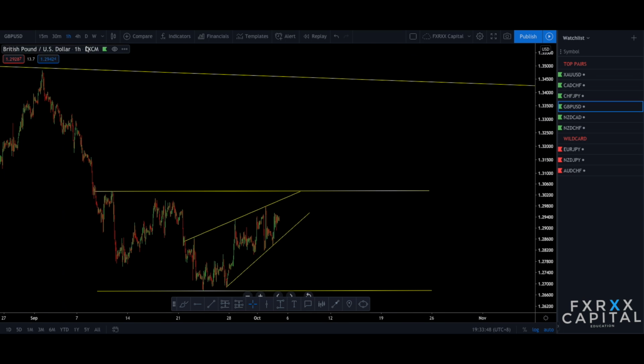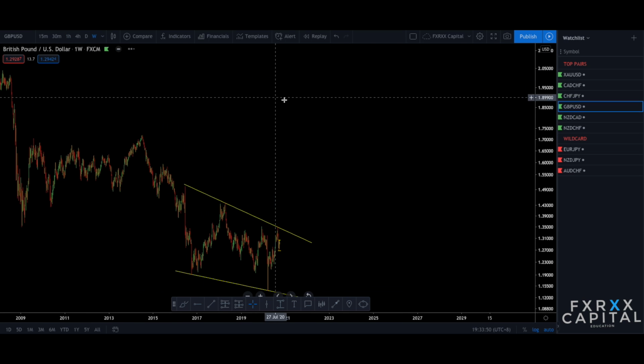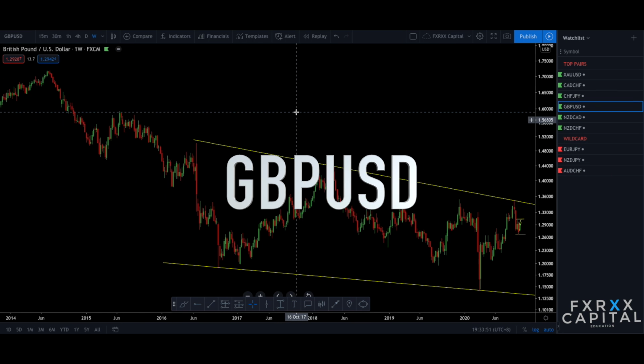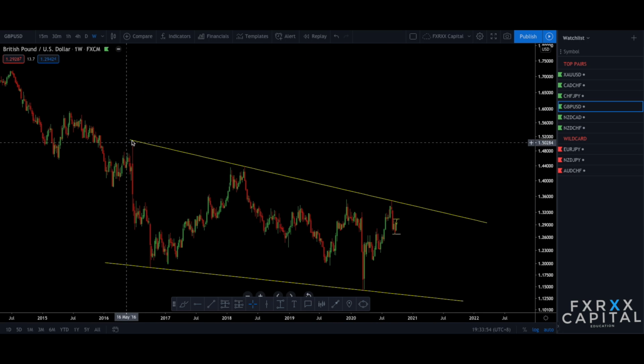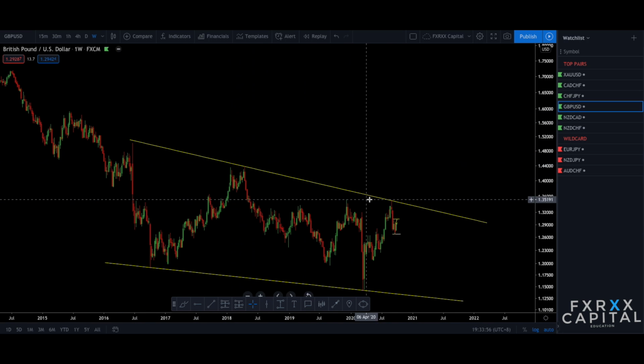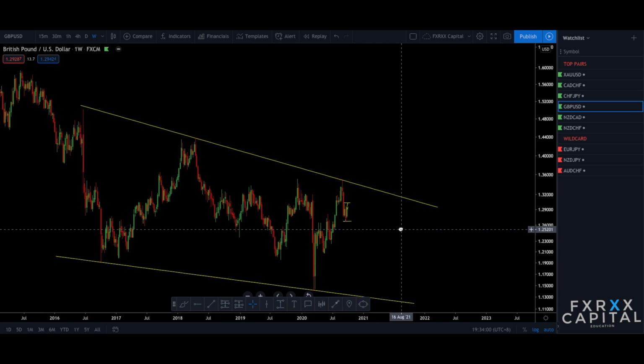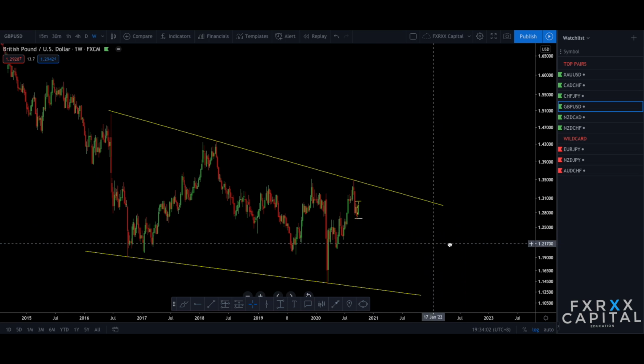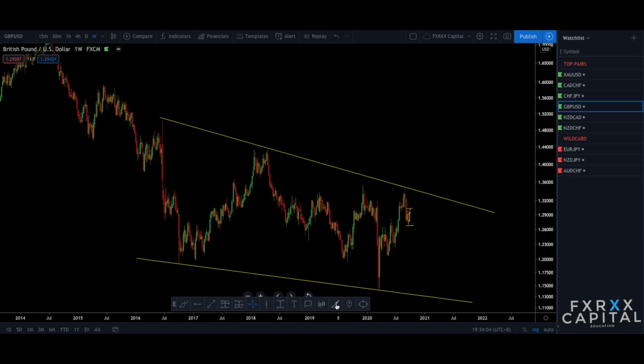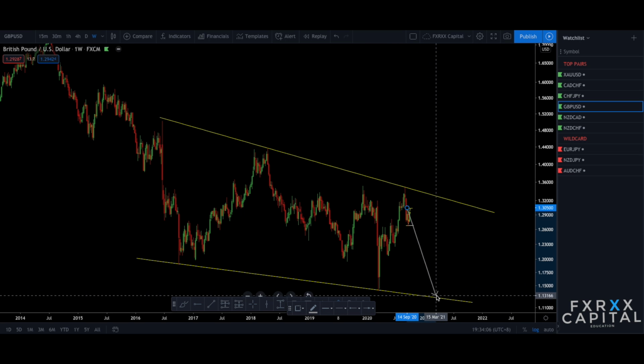Next we move to British pound USD. You can see pound USD 1, 2, 3 is a 3-point price move downward from this continuation. So what we expect is price to move to this area.